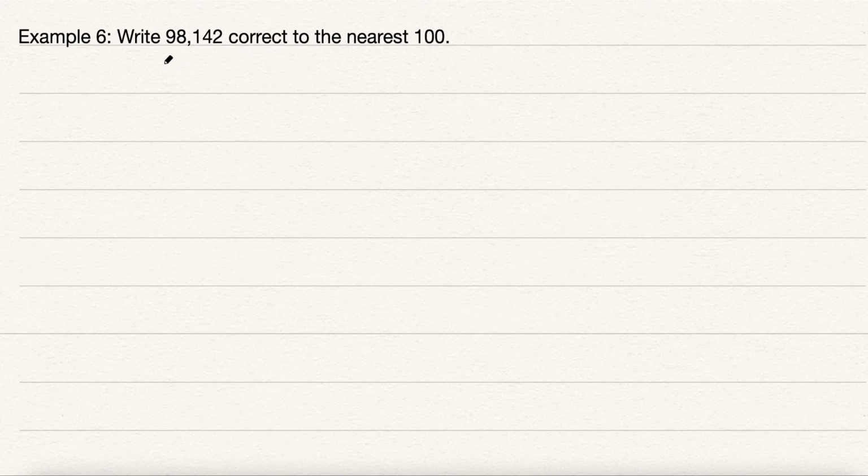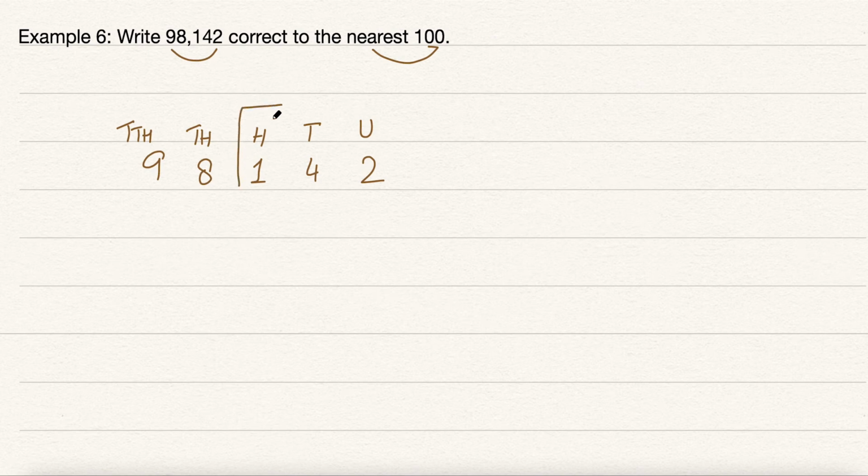In this example, you need to round off the number 98142 correct to the nearest 100. First of all, write 98142. Mark place values. This is units, this is tens, and this is 100, this is 1000, and this is 10,000. You need to round it off to the nearest 100. The given place value here is 100 digit, and the digit to the right is the number 4. 4 is less than 5.